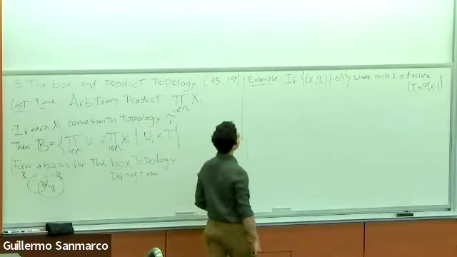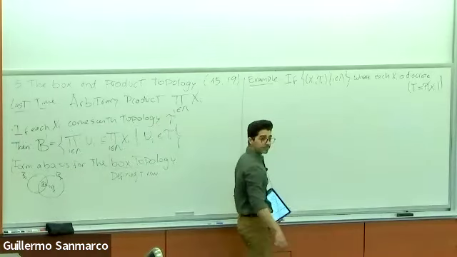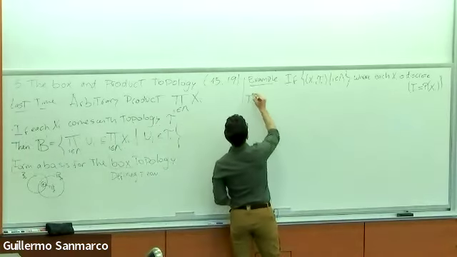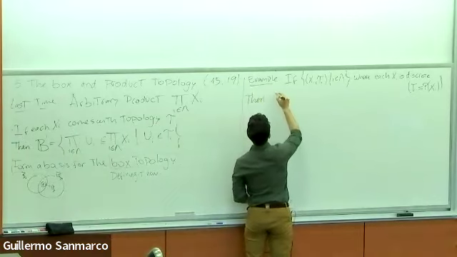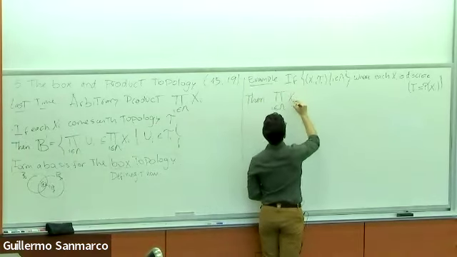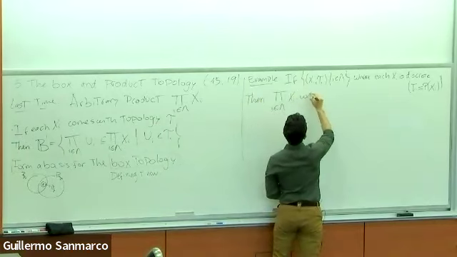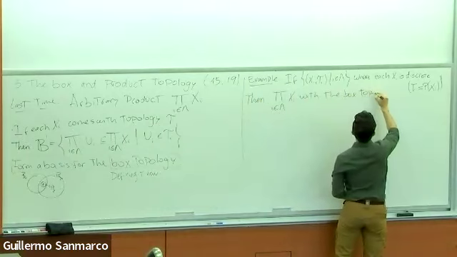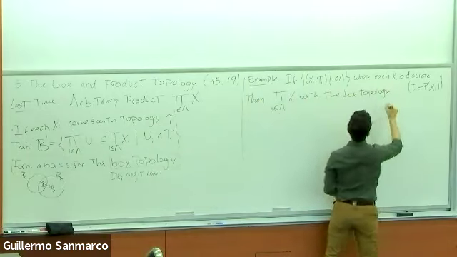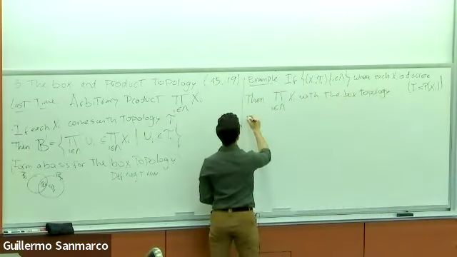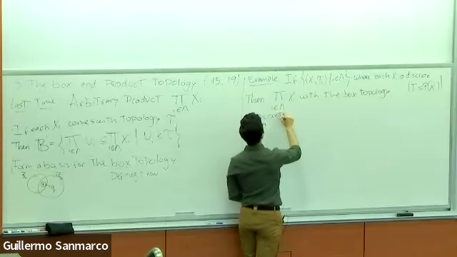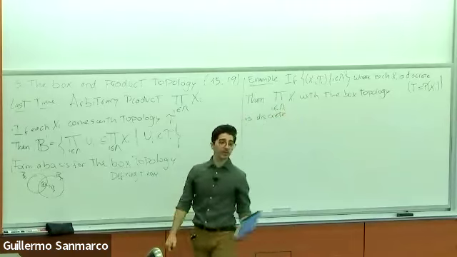Okay, so if you have a collection of discrete spaces, then the product set here with the box topology is also discrete. So what I mean by this is the box topology on that set is the discrete topology.